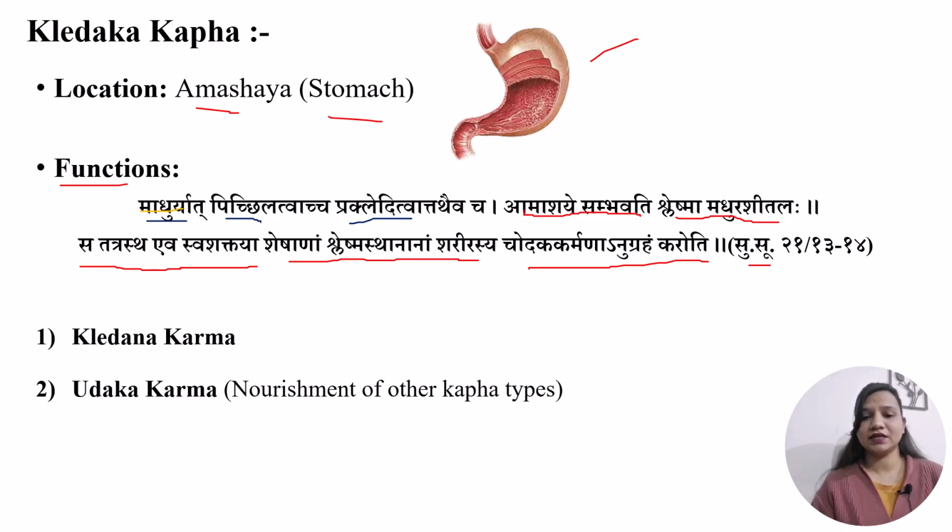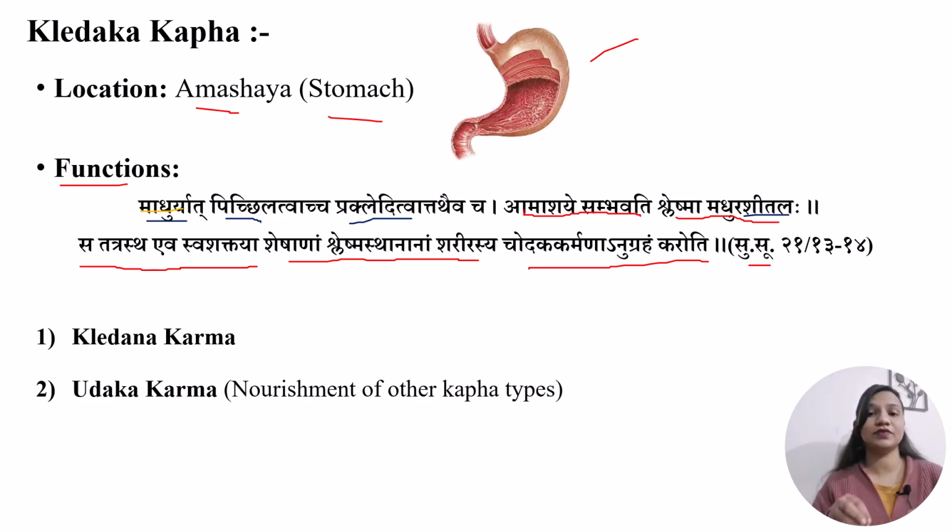And the next line says amashay sambhavati shleshma madhur shitala. So by these qualities, kapha resides in amashay. And the next line says sa tatrastha eva swashaktaya sheshanam shleshma sthananam sharirasya. Let's understand it in simple language: the food that we ingest becomes moistened, soft and sweet in the amashay due to this Kledaka Kapha.